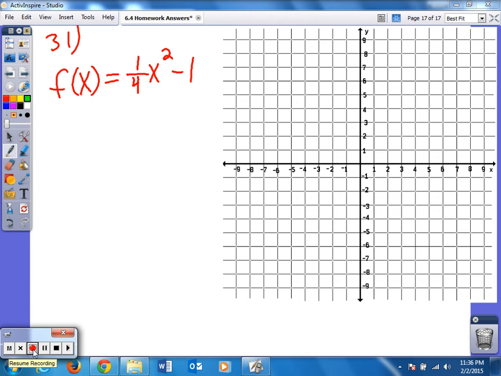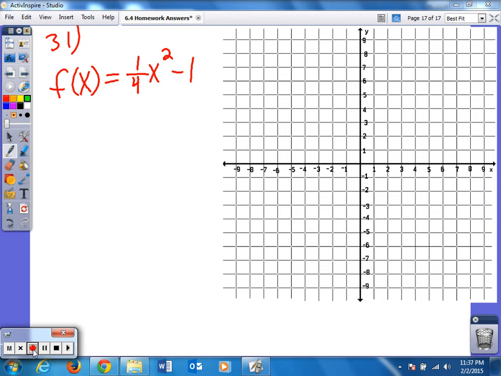Number 31 asks us to graph this function and then find if the inverse is a function as well. So we'll graph it just as we normally would, and then we'll use the horizontal line test to see if the inverse is a function. So remember, the vertical line test will tell you if what you're looking at is a function. The horizontal line test will tell you if its inverse is a function.